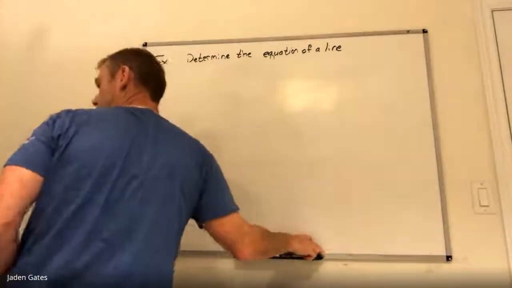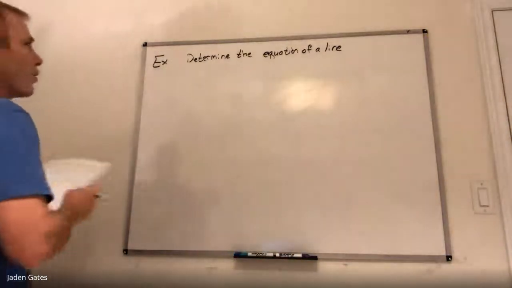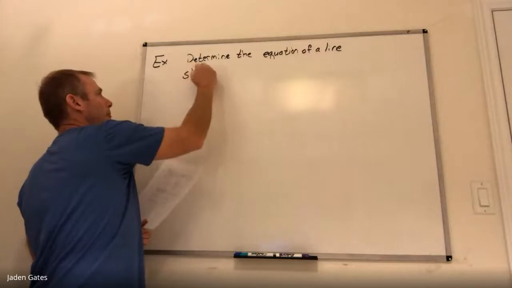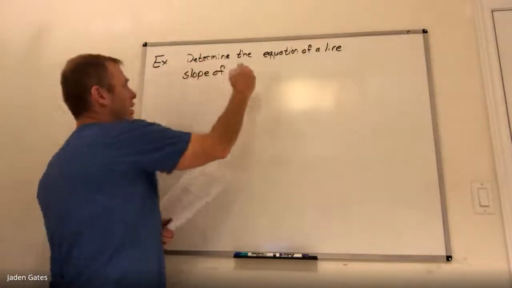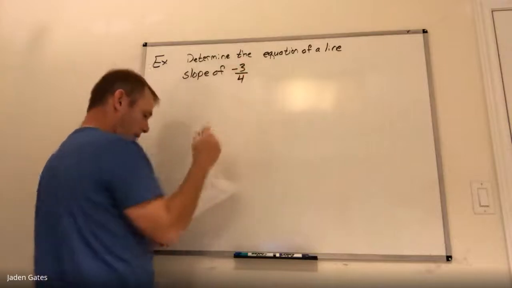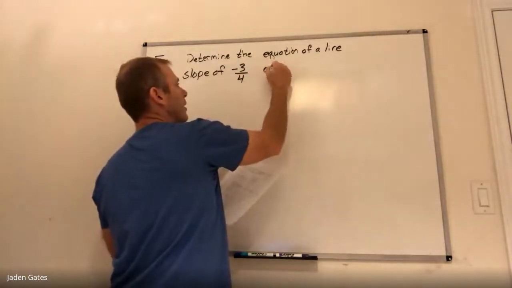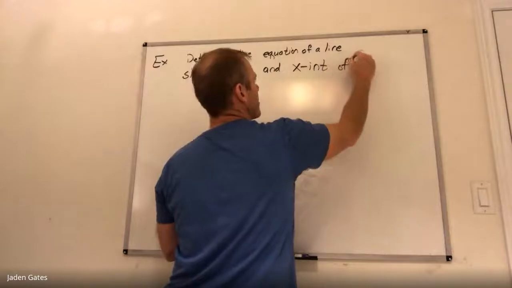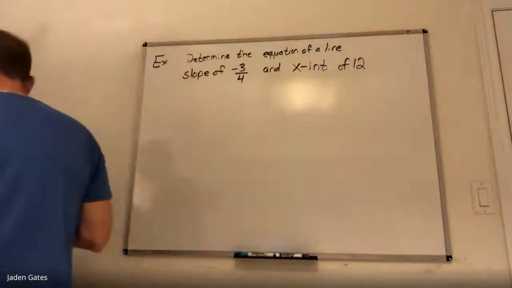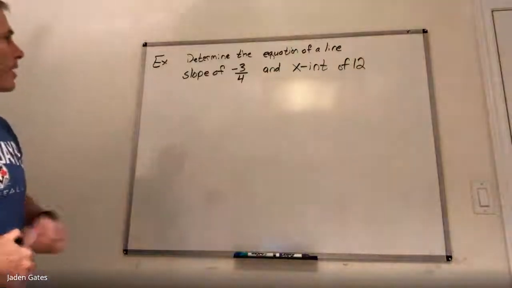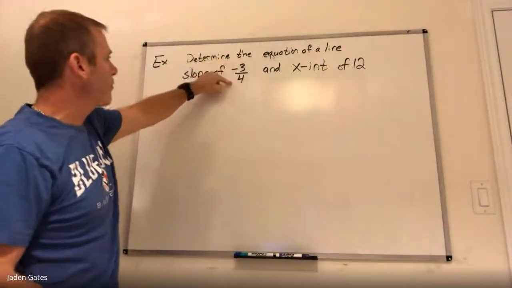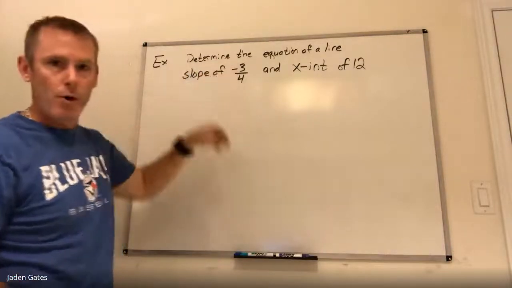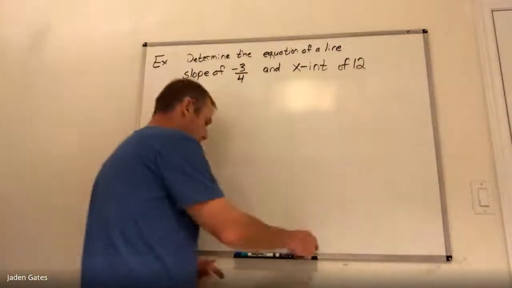All right, so example 5 says, determine the equation of a line that has a slope of negative 3 over 4 and an x-intercept of 12 again. All right, different line, but same x-intercept. So slightly different. Again, the pattern of this line, because the slope is negative 3 over 4, just a little bit of grade 9 review, would be down 3, right 4, down 3, right 4 if I was graphing it. But I'm not graphing it. I just want to find it out.